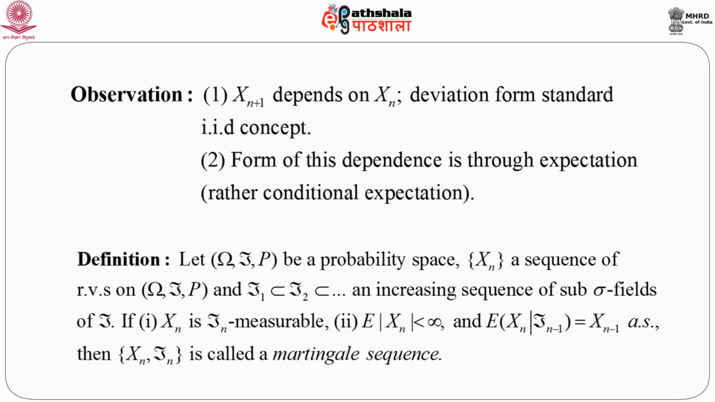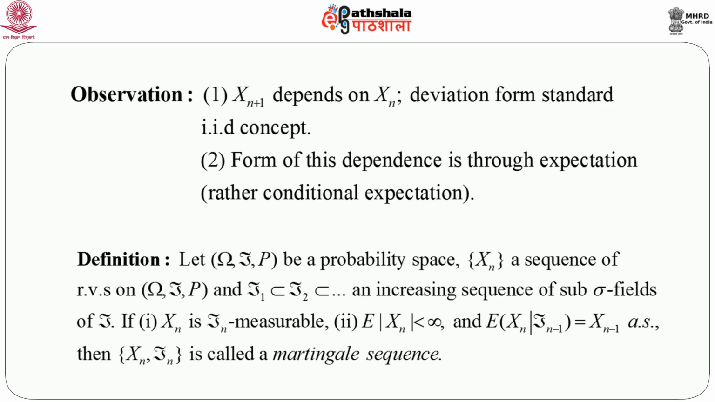So, these are the observations. That means, Xn+1 depends somehow on Xn. This is the first time we are deviating from the standard independence concept or standard IID random variables concept, and the form of this dependence is through expectation, rather conditional expectation.